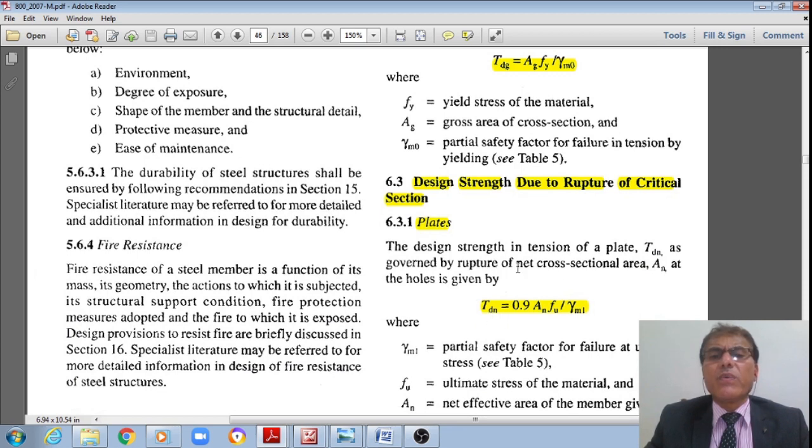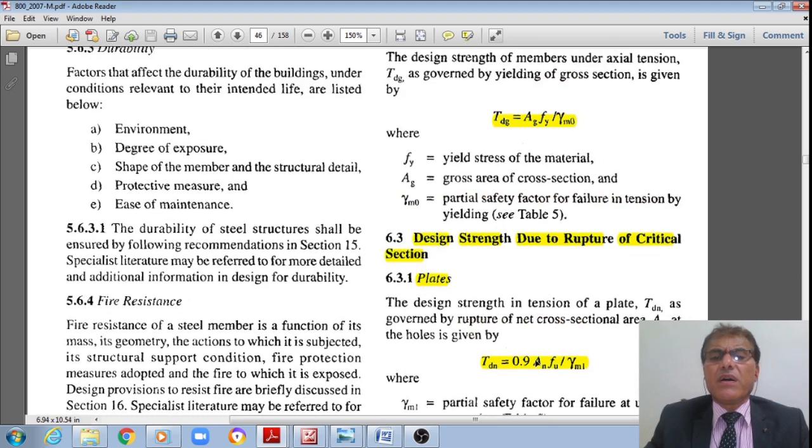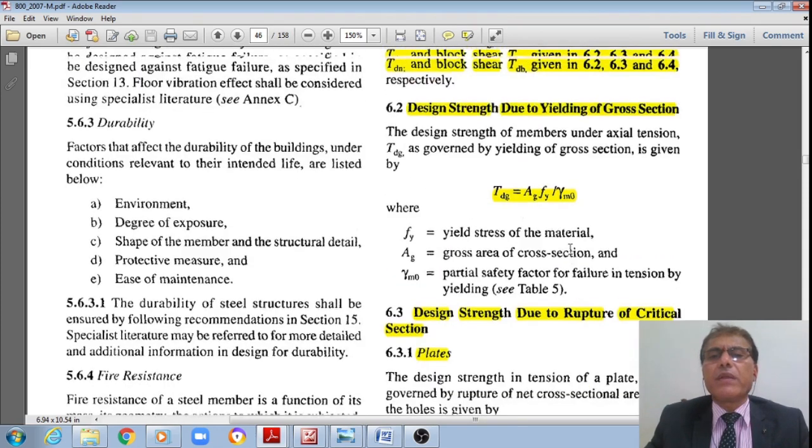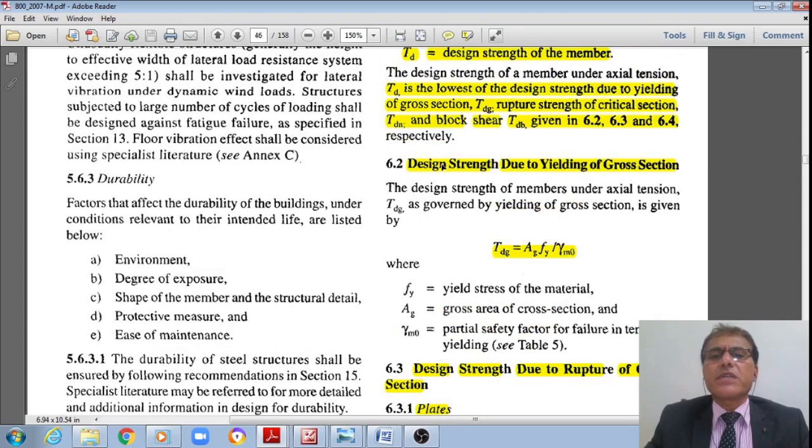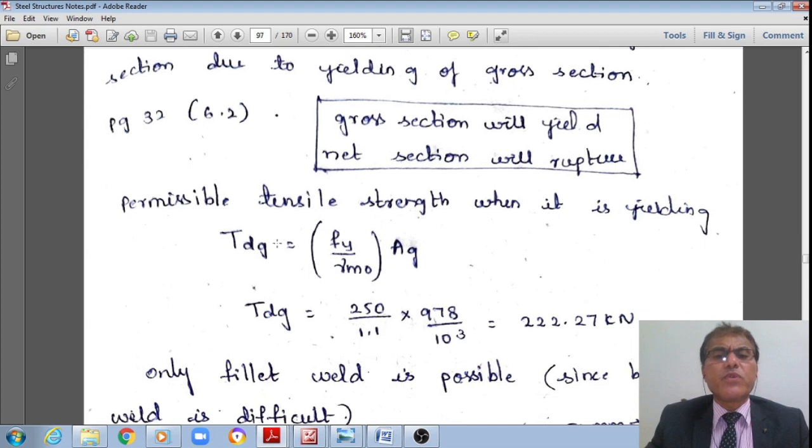When it will rupture, it is governed by rupture at the net cross sectional area. I don't have any net cross sectional area, therefore I am not using this. Even in such a case, Tdn is equal to 0.9 An multiplied by Fu divided by gamma m1. However, I have only the gross cross sectional area, therefore I am just noting down this formula, Tdg is equal to Ag Fy divided by gamma m0, and substituting here. Fy divided by gamma m0 is 250 divided by 1.5, Ag is 978 divided by 10 to the power 3. It works out to 222.27 kilonewton.